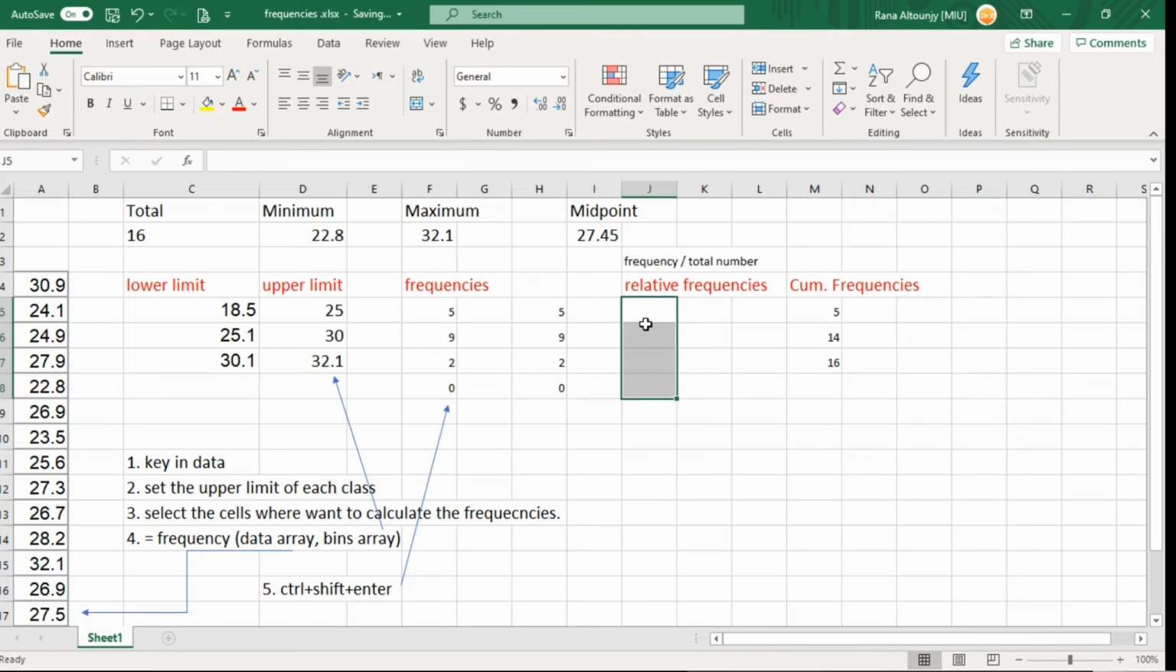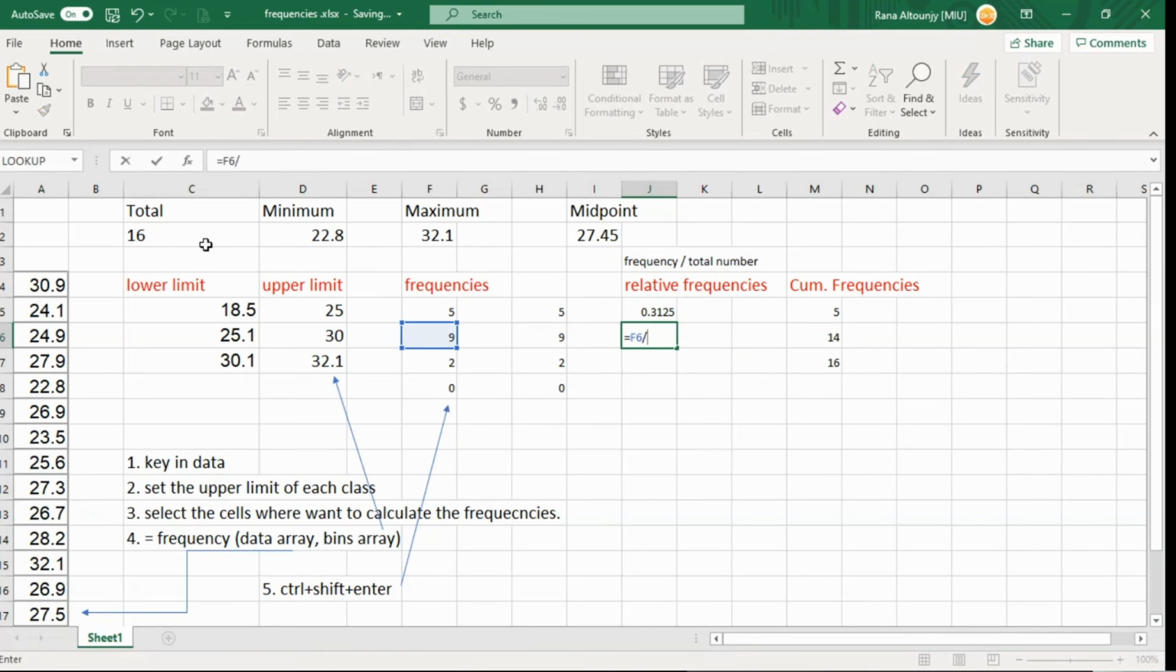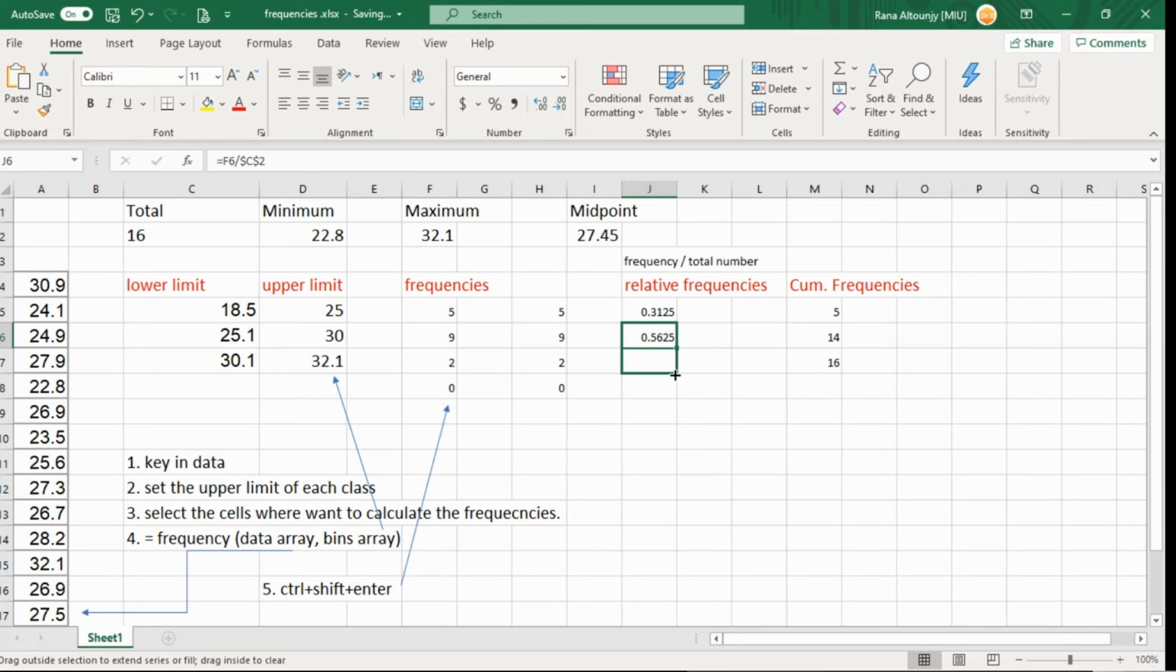How is this one calculated? The relative frequency is equal to the frequency of this cell divided by the total number of data. We press enter, and it calculates for us. To calculate the others, we can also put equal the frequency divided by the total number of data. Or we can just drag and drop, but we need to fix this cell by putting a dollar sign before the letter and number. Then we can drag and drop. Like this, it calculates the relative frequencies for those classes for us.